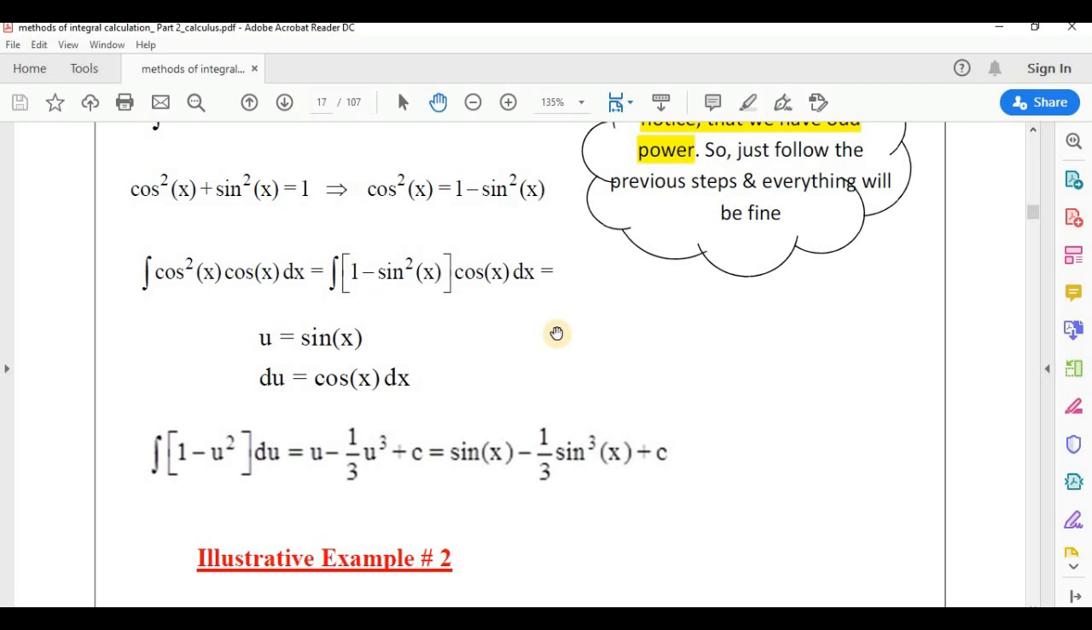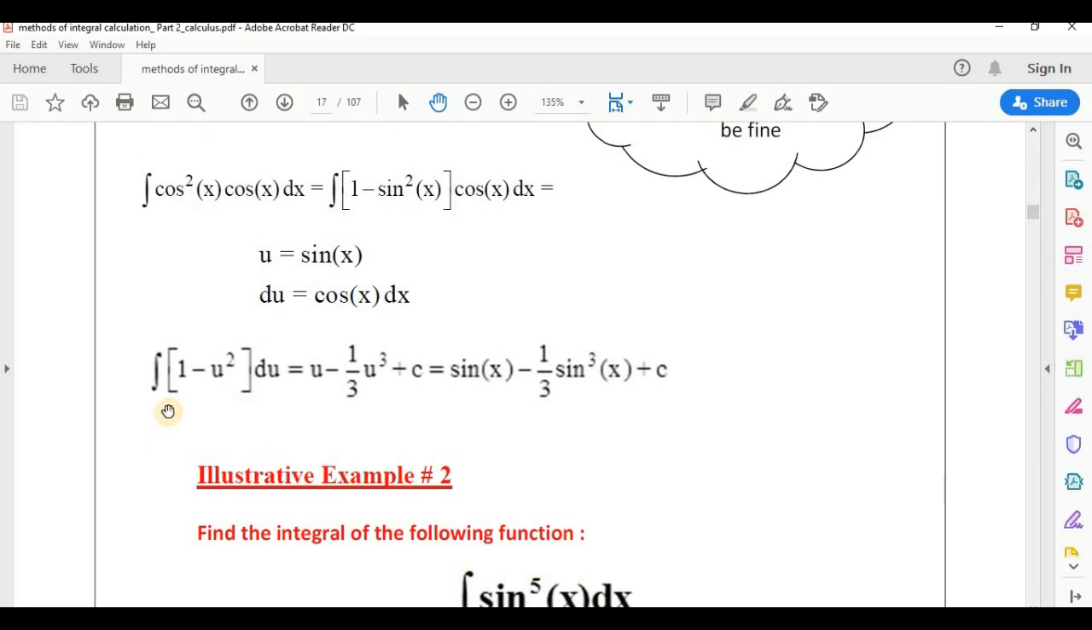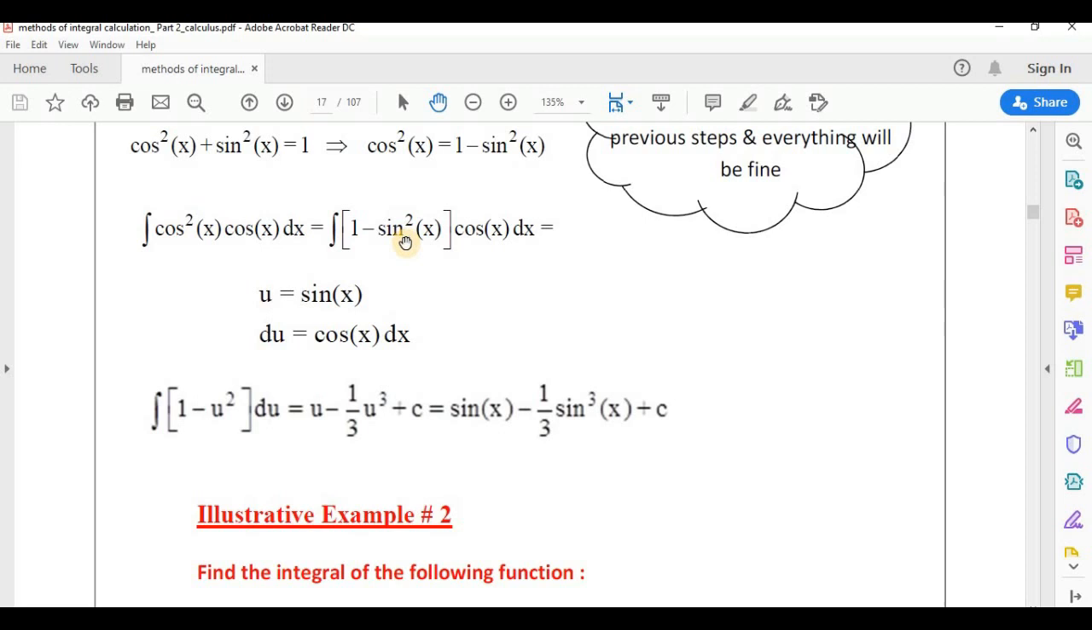Second step, we will use the substitution method to solve this integral, as we learned from the previous lectures. We take an assumption: u equals sine x. Then we take the derivative of our assumption: du equals cosine x dx. Then we put the integral in terms of u. It will become the integral of 1 minus u to the power 2 du, since cosine x dx will be equal to du. So the integral will become like this.